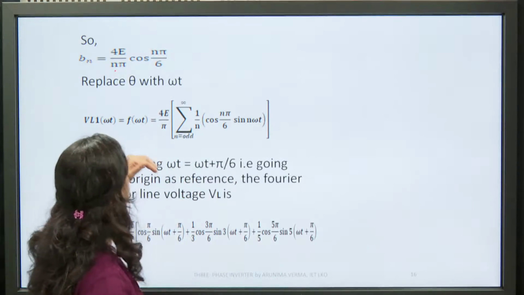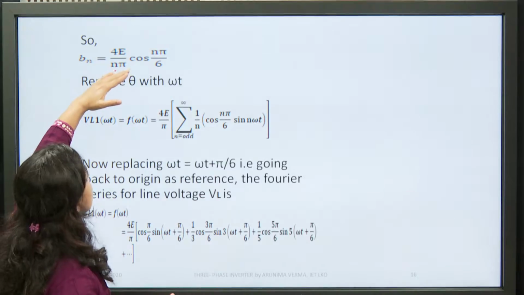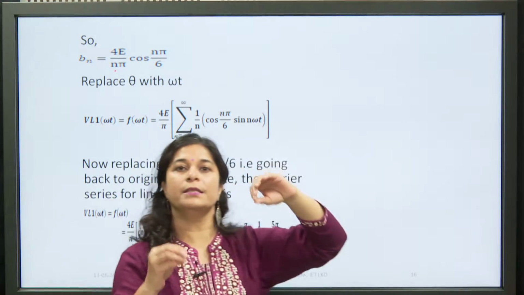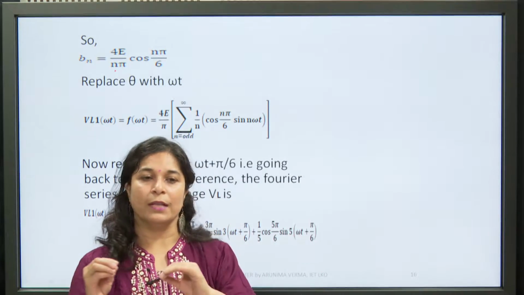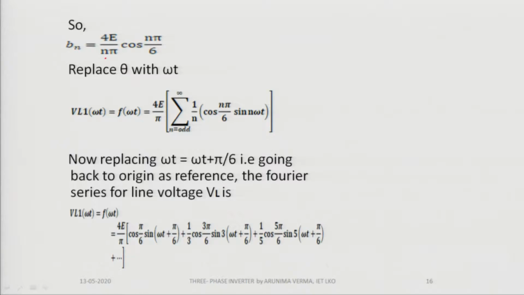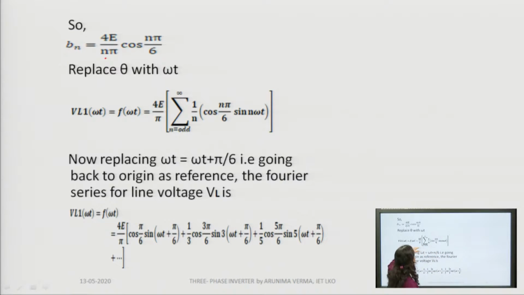Now, what we have to keep in mind is that n has values like 3, 6, 9, and so on. That means it has multiples of 3, and multiples of 3 means triplen harmonics, which are to be removed as well.